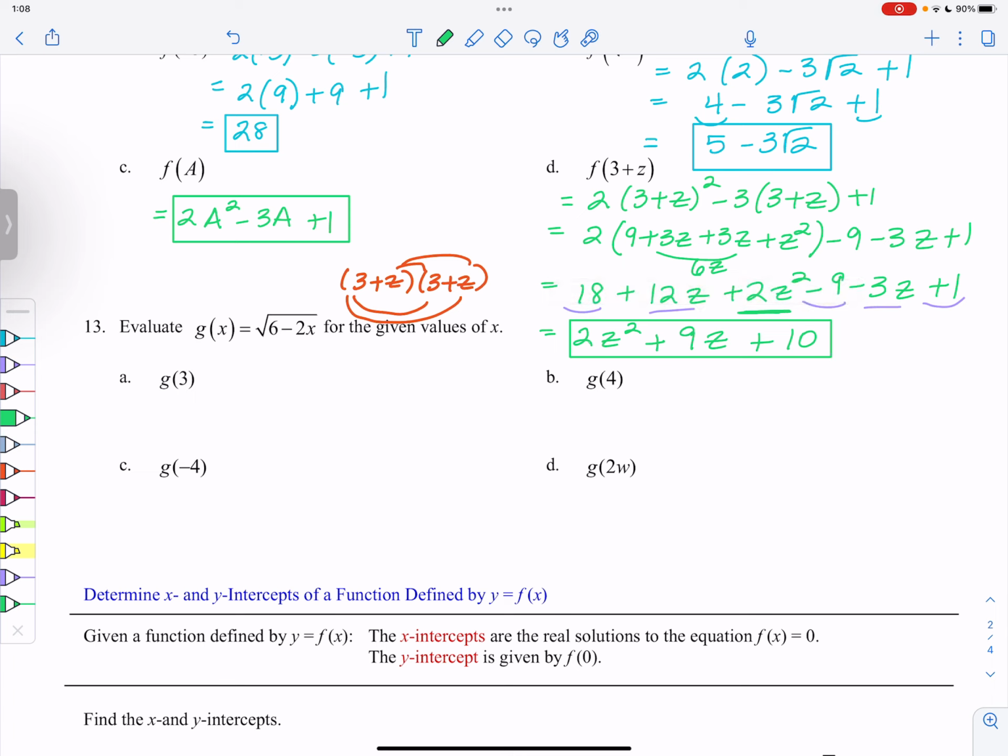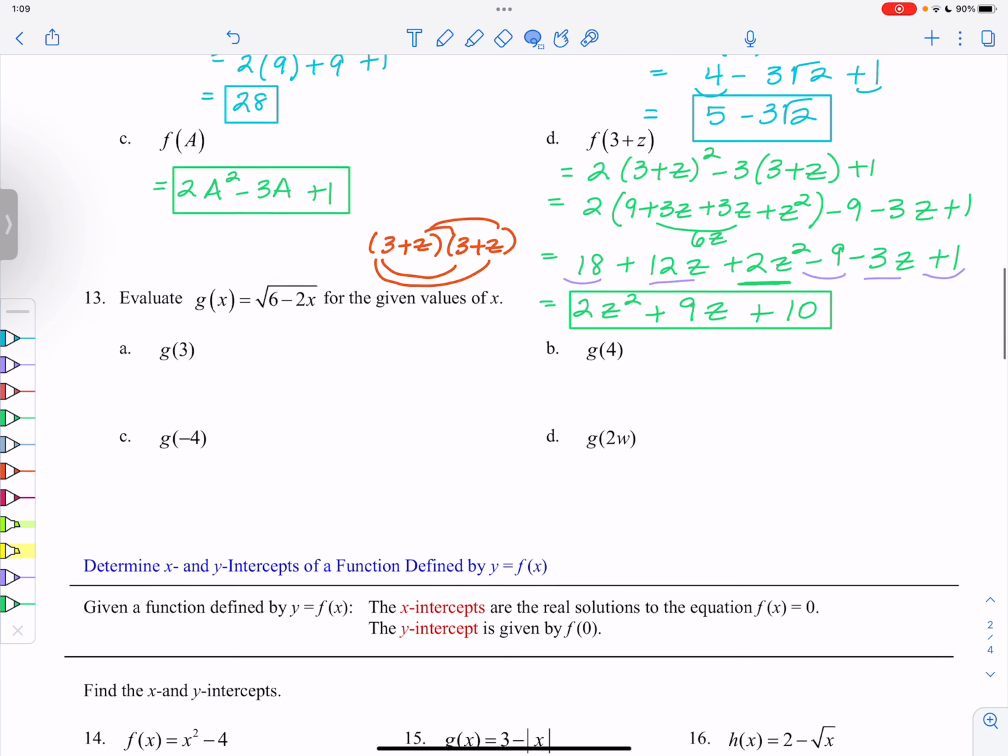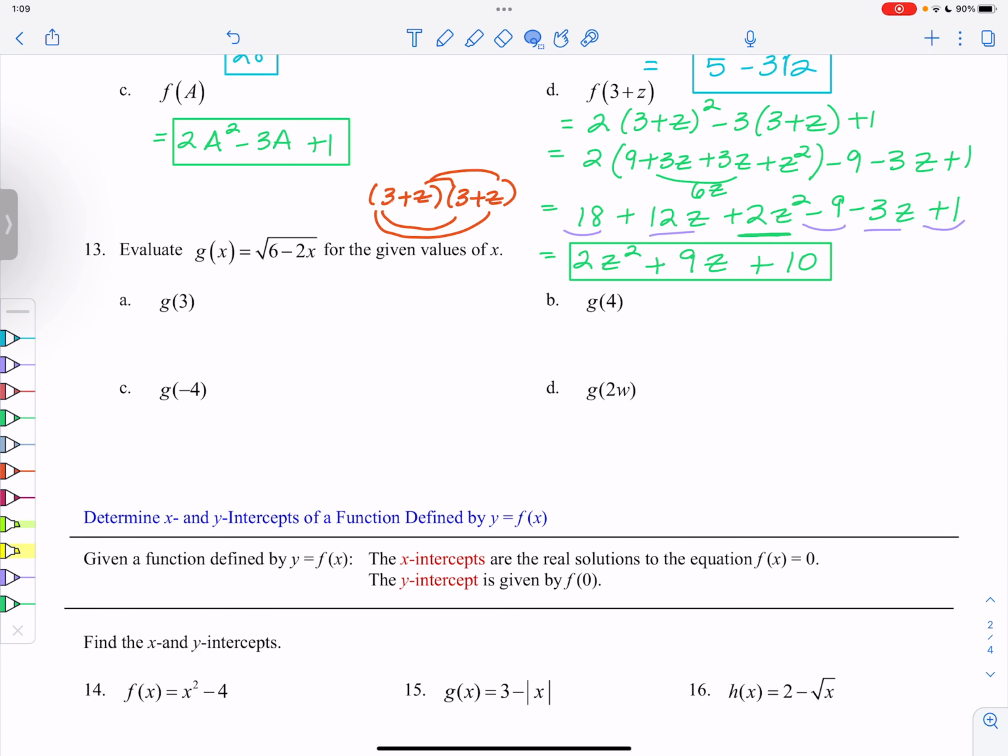Okay. Well, what if we have this next example where g of x is given as the square root of 6 minus 2x. Let's take a look at that. So here we're going to find g of 3. So everywhere there's an x, we're going to put a 3. So we have the square root of 6 minus 2 times 3, square root of 6 minus 6, and that's 0.